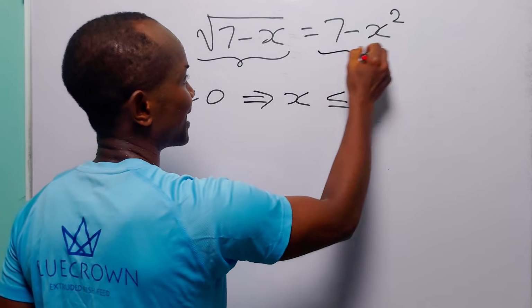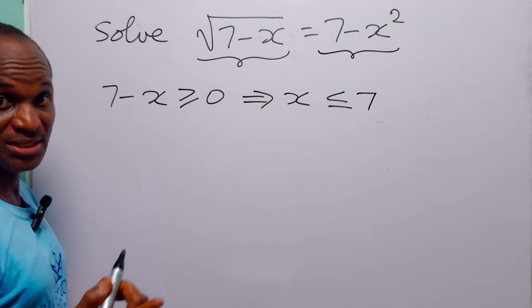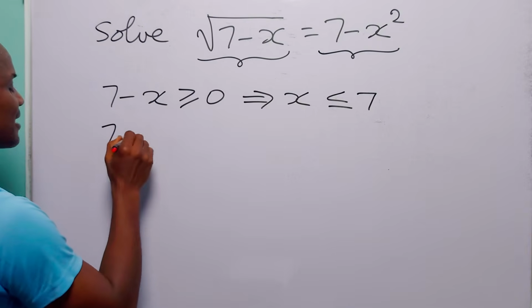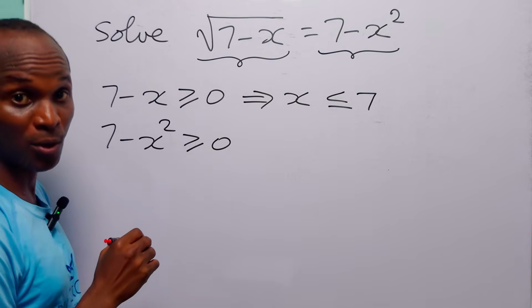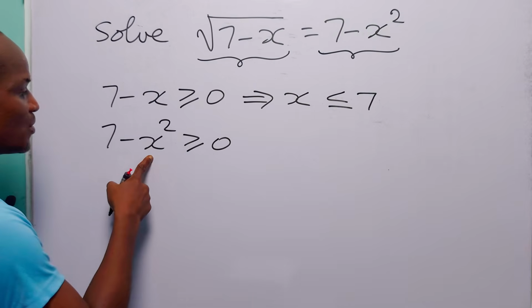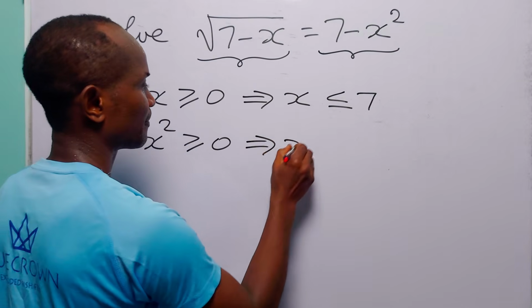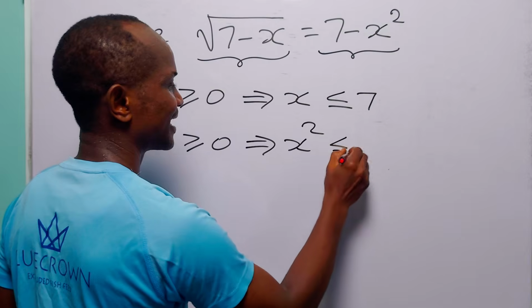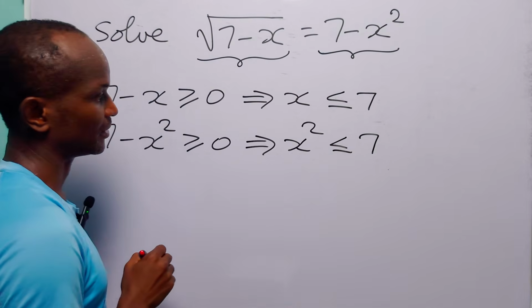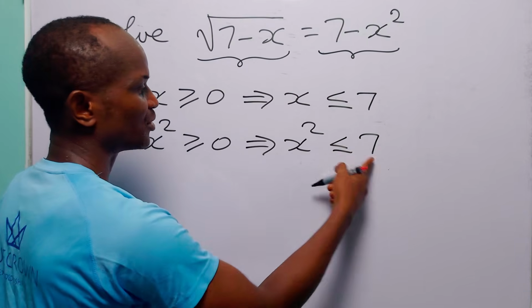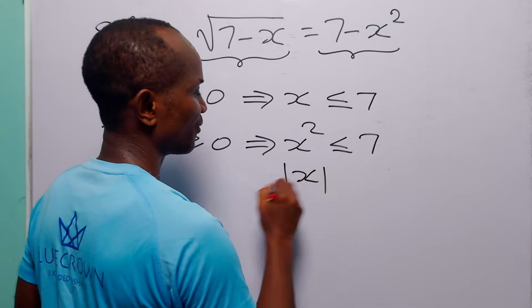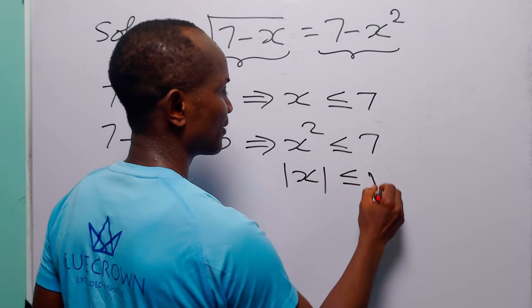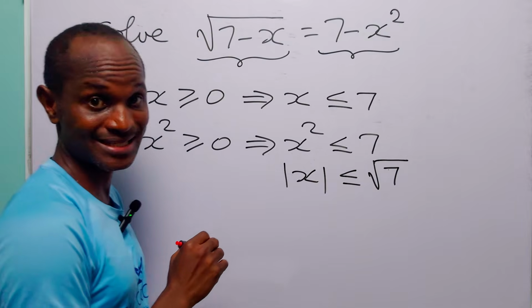Also, 7 minus x squared must be positive, which means that 7 minus x squared must be greater than or equal to 0. Once more, we have that x squared must be less than or equal to 7. Now, when we take the square root of both sides of this inequality, we have that the absolute value of x must be less than or equal to the square root of 7.